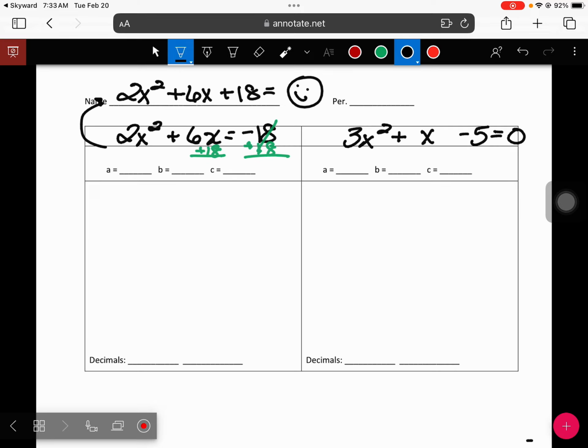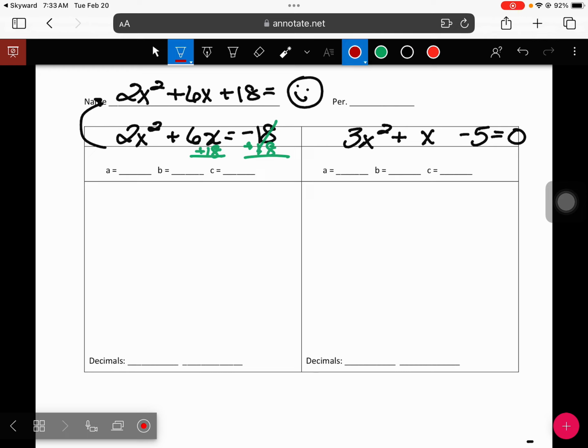So what is my A value? 2. My B value is 6, and my C value is 18. Any questions about how I found that? All right, so we need to use the quadratic formula, which we will give you.